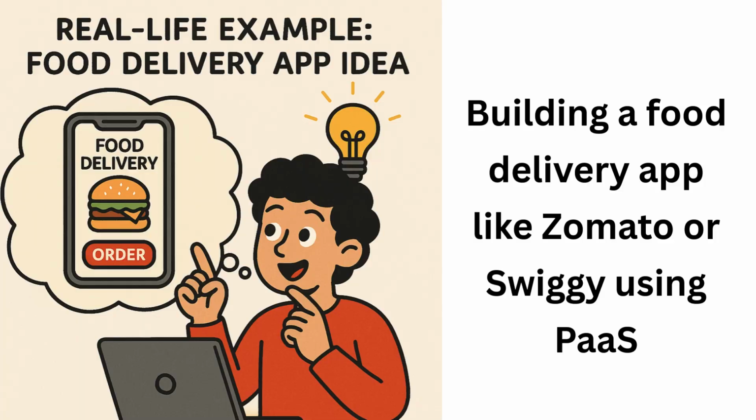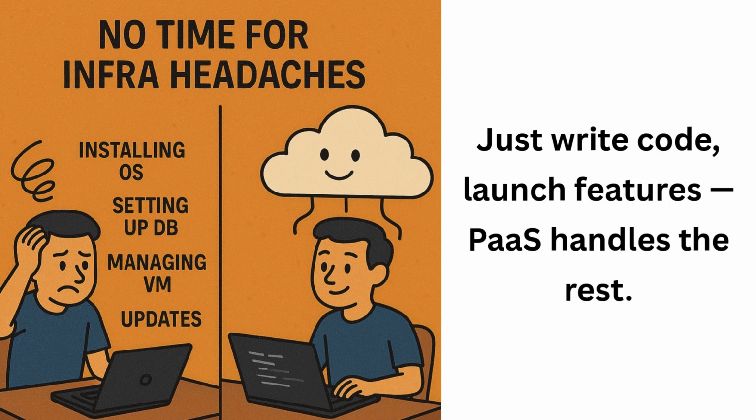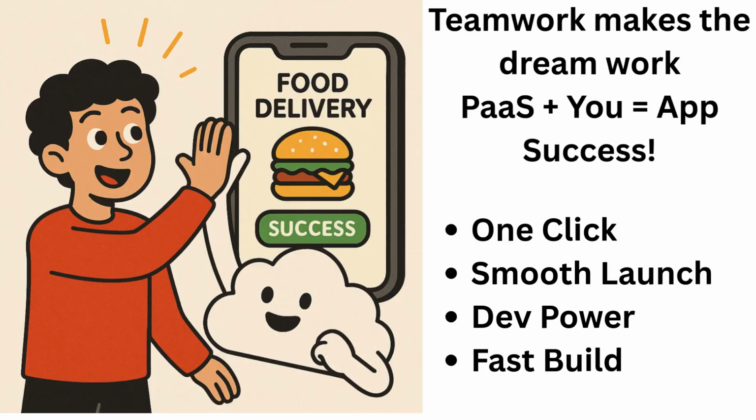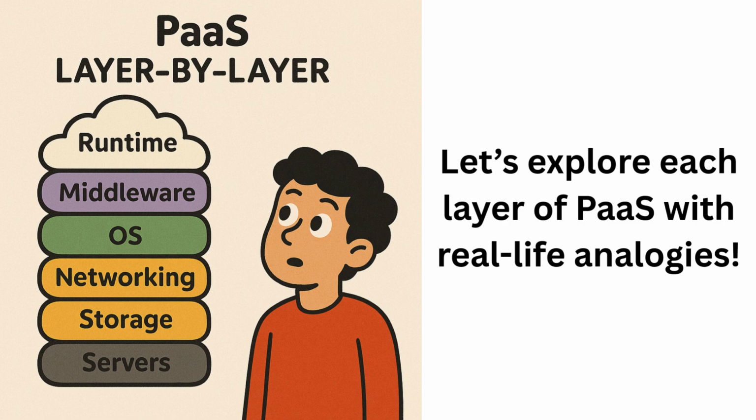Real-time example, building a food delivery app. Let's say you want to build an app like Zomato or Swiggy. You don't want to waste time installing OS, setting up databases, managing virtual machines, updating software. You just want to write code, launch features, and make your app live. That's where PaaS helps. How PaaS works layer by layer, with real-life analogies.